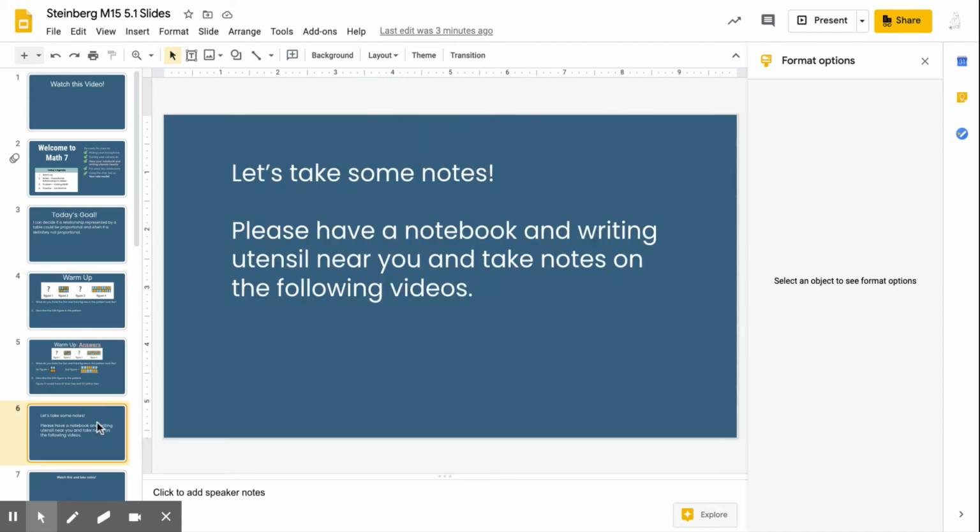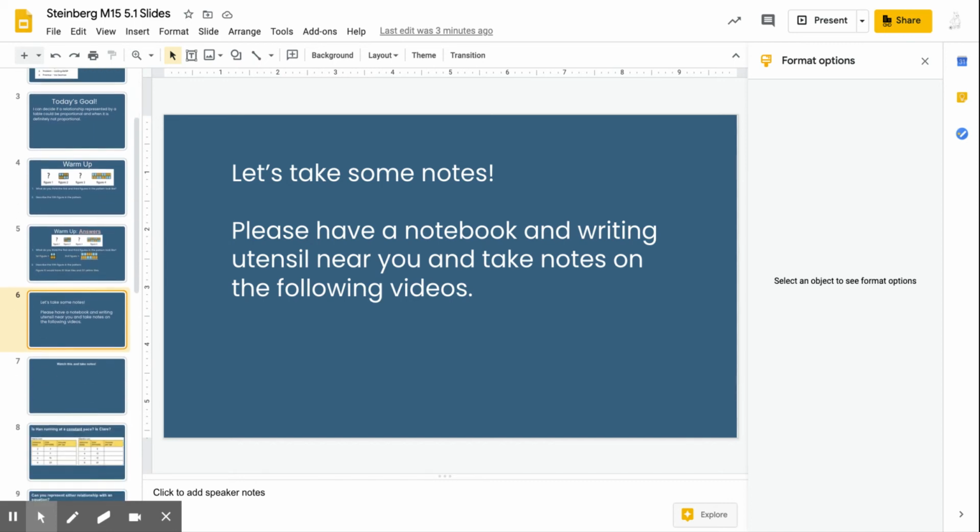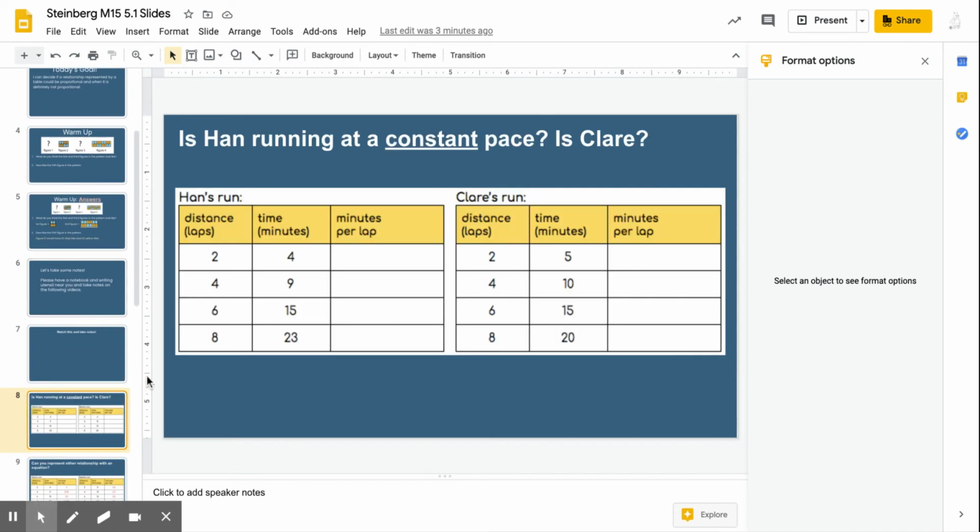As we continue on, you're going to start taking notes on today's lesson, which is determining whether a table is proportional or not. So in this situation, we're going to look at Hans running and Claire's running. We're going to see, are they running at a constant rate? So you'll have a video posted in a moment that'll share whether they are or not, so that we'll be taking notes on together.